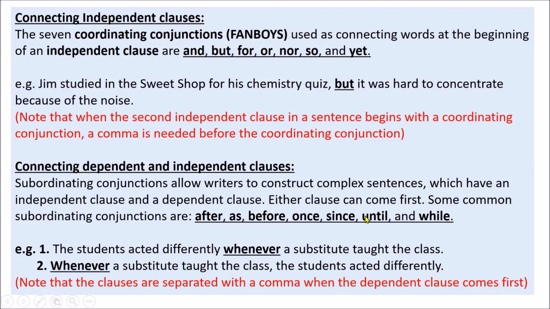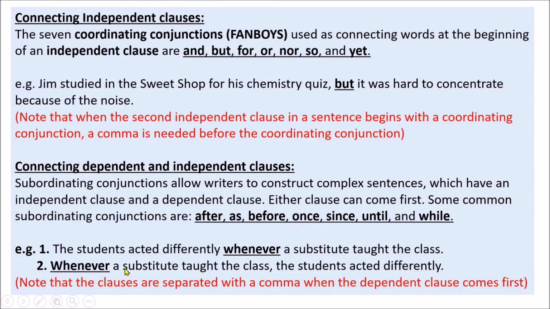Either clause can come first. Either you can use the dependent clause in the beginning, or you can use the independent clause in the beginning. It's not necessary that in the beginning you need to use an independent clause and afterwards a dependent clause. You may use any order, but there are a few rules which we need to keep in mind. Some common subordinating conjunctions are after, as, before, once, since, until, or while.